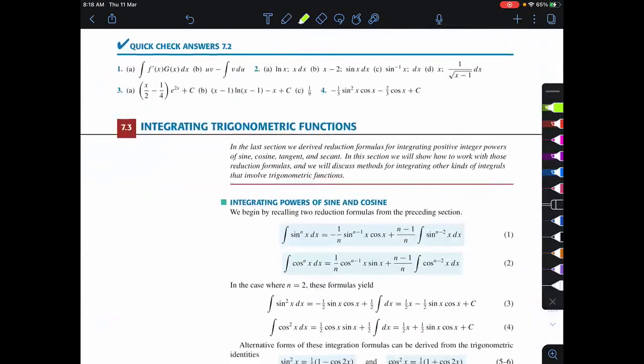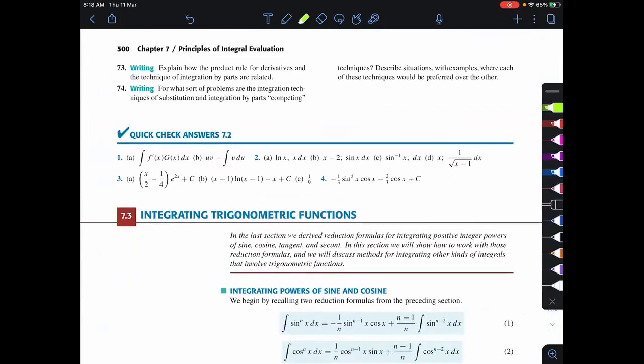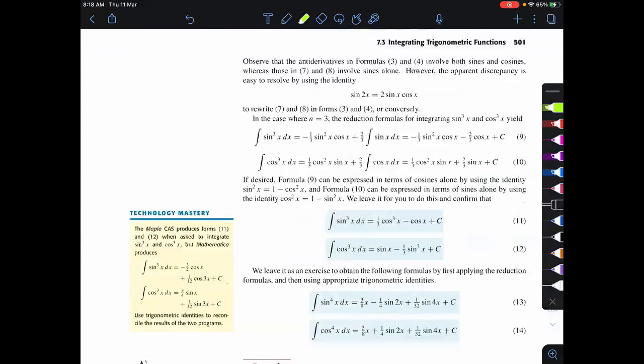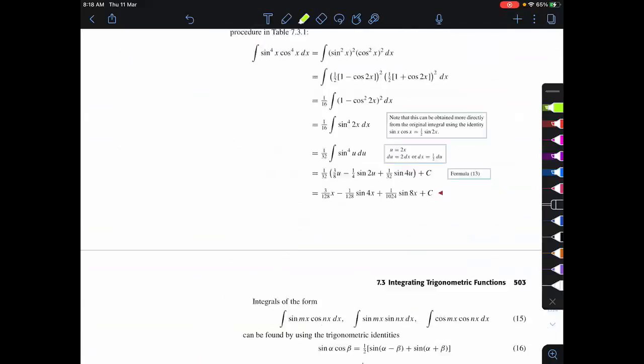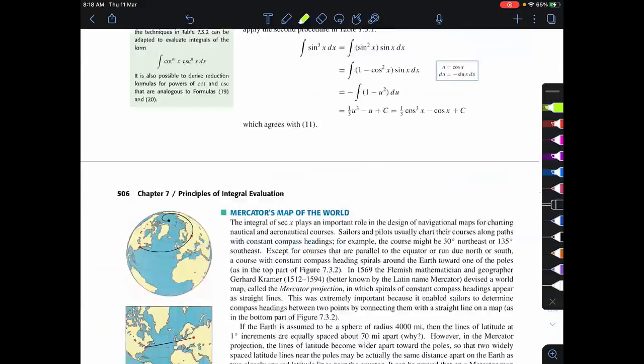Okay, now guys, let's move to exercise 7.3. You know 7.3. We're integrating trigonometric functions. Integrating trig functions are all exercises. I think that we have a lot of ideas also there in the exercises we must take.